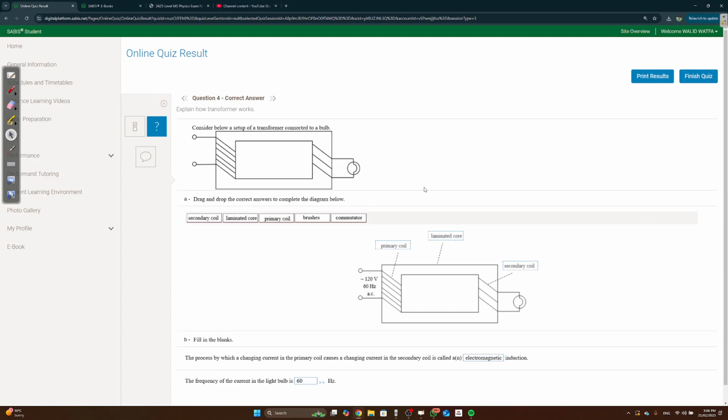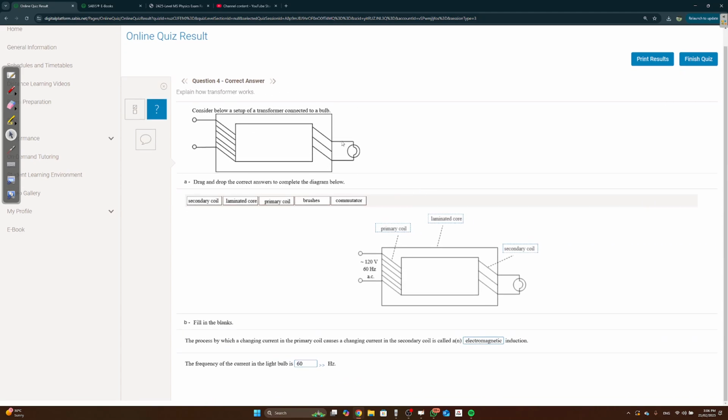Okay, question 4 considers the setup below of a transformer connected to a bulb. Let's label it. The outside is the laminated core. Here's the primary coil. This is the secondary coil. Very simple. The process by which a changing current in the primary coil causes a changing current in the secondary coil is called electromagnetic induction. Just memorize it. You should know it. It goes from primary coil to the secondary coil, so that's why it's called induction. And it's electromagnetic because you're working with both electricity, the EMF, plus the magnetic field.